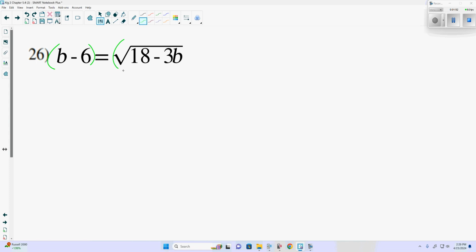We want to put both sides to the nth power. And the nth power in our case is 2. So we're just going to square both sides. Now on the right-hand side, this is a little bit nice because the square root and the square would cancel, telling us the square root of 18 minus 3b squared is 18 minus 3b. Now the other side, we have b minus 6 squared. Well, that's the same as saying b minus 6 times b minus 6.